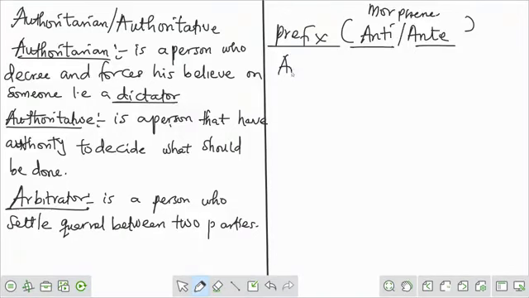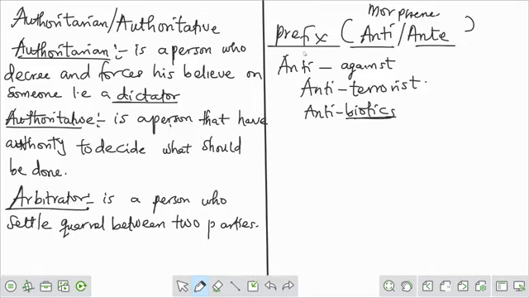So anti means against. Anti-terrorist means people against the terrorists. Antibiotics, something fighting against bacteria. You know that biotics has to do with bacteria. That's why we take antibiotic drugs, anti-malaria drugs, things like that. Anti means against. Now, when we are talking of ante, you hear the word antenatal. What's the meaning of natal? That has to do with birth.